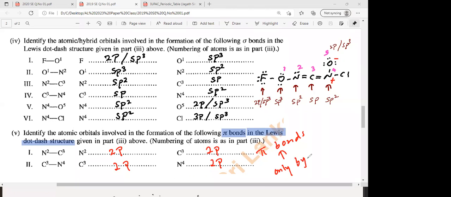Only by unhybridized p atomic orbitals. Please write it, everyone. Hybrid orbitals will never form 5 bonds. And s orbitals will never form 5 bonds. That's very important. 5 bonds are formed only by unhybridized p atomic orbitals. Is that clear? Please copy this down in your short notebook. Take a note.